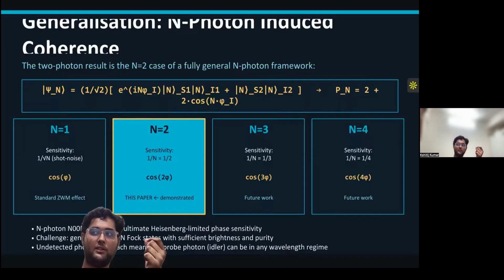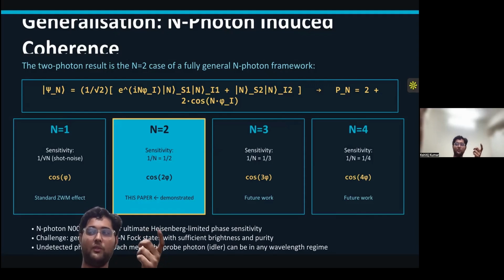Now the next slide: generalization to n photon induced coherence. This paper demonstrates n equals 2, but the result sits inside a completely general framework, and it's worth understanding where this is going. The general n photon state has the form 1 over root 2, e to the power i n phi, times ket n in S1, ket n in I1, plus ket n in S2, ket n in I2.